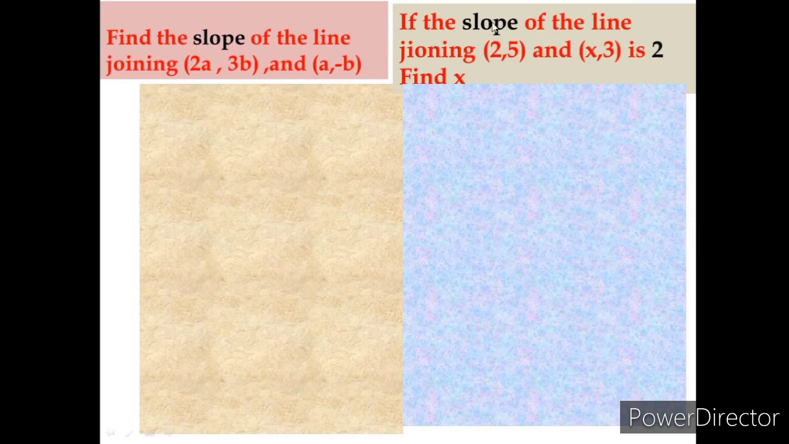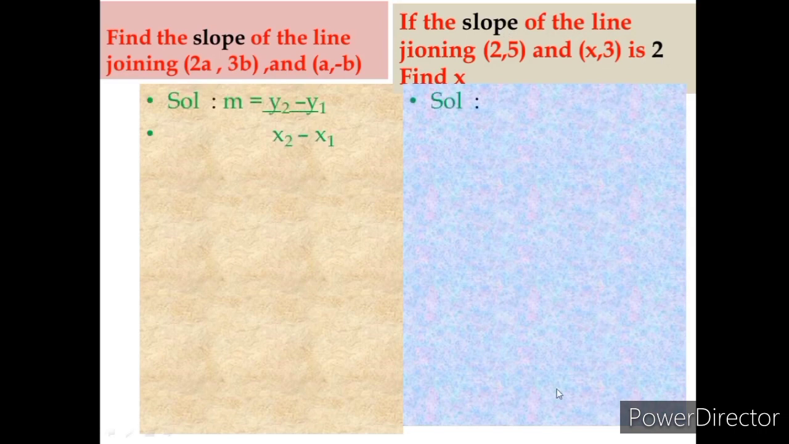Here, the formula value has been given. You have a formula for slope, and that formula value has been given. Whenever the formula value is given in the problem, those problems are called indirect problems. Now come to the solution.